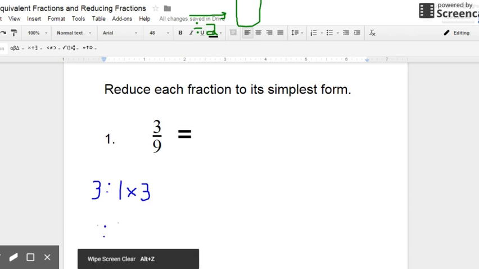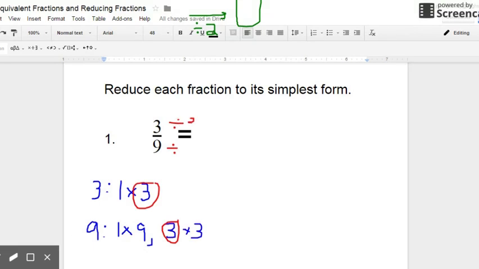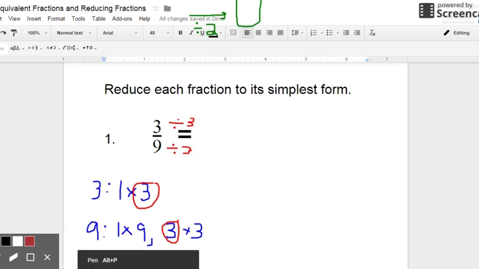What multiplies together to create 9? 1 times 9, and we also have 3 times 3. 3 is in common for both of these. That means if we can divide by 3, which we should be able to, that will give us a simpler fraction. So let's go ahead and do the division.